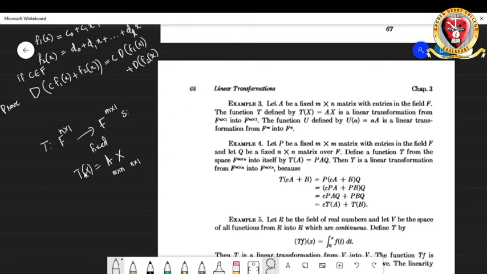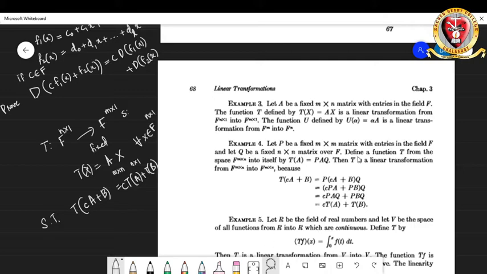A is fixed, so this x is being changed, for every x belonging to the set of all matrices of order n by 1. So you have to show that this is a linear transformation. How to show it? Show that T of c into A plus B is equal to c into T of A plus T of B, where A and B are matrices of order n by 1. You can easily prove that. Show this condition.